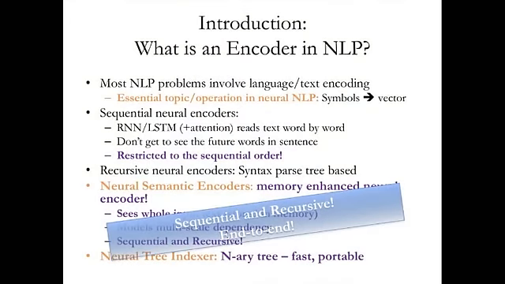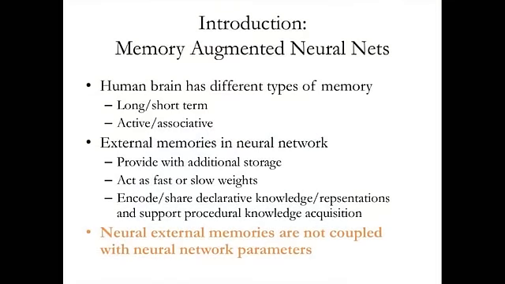The neural semantic encoder is basically a memory-enhanced encoder, which models multi-scale dependency and composition. It's sequential and recursive. You basically learn to compose the input sentence depending on the task at hand in an end-to-end fashion. So why do we need external memory in neural networks?